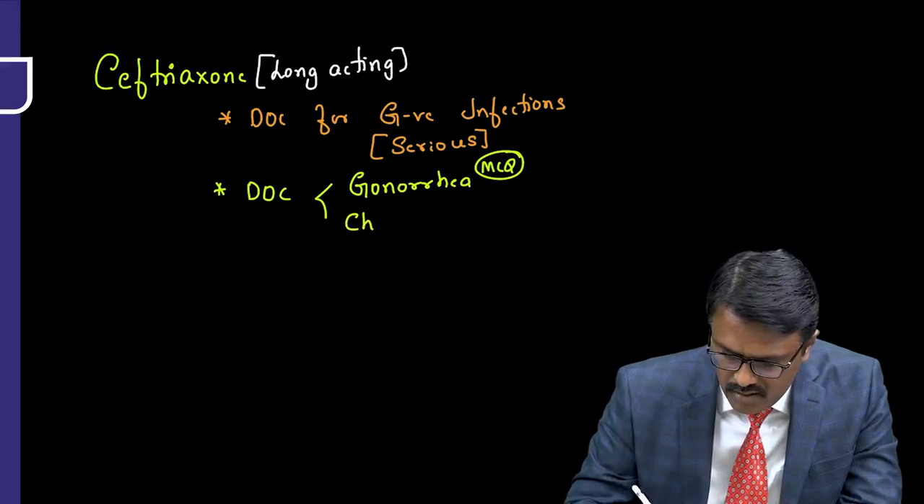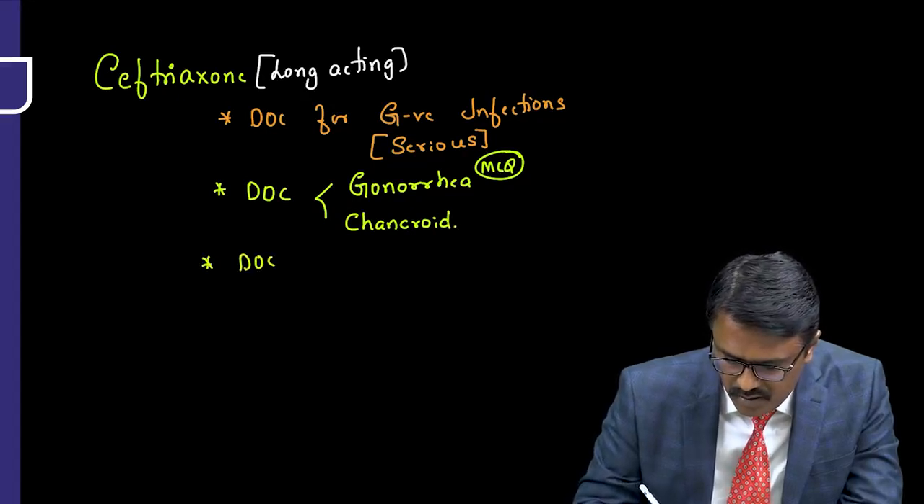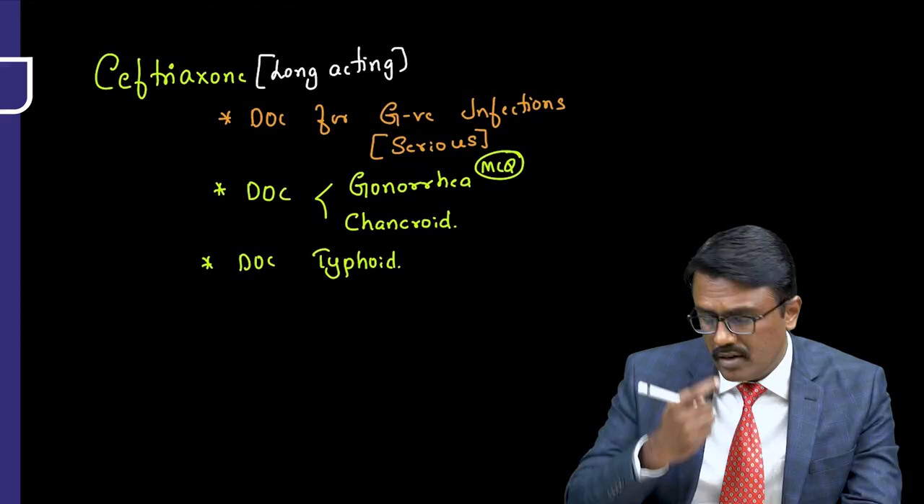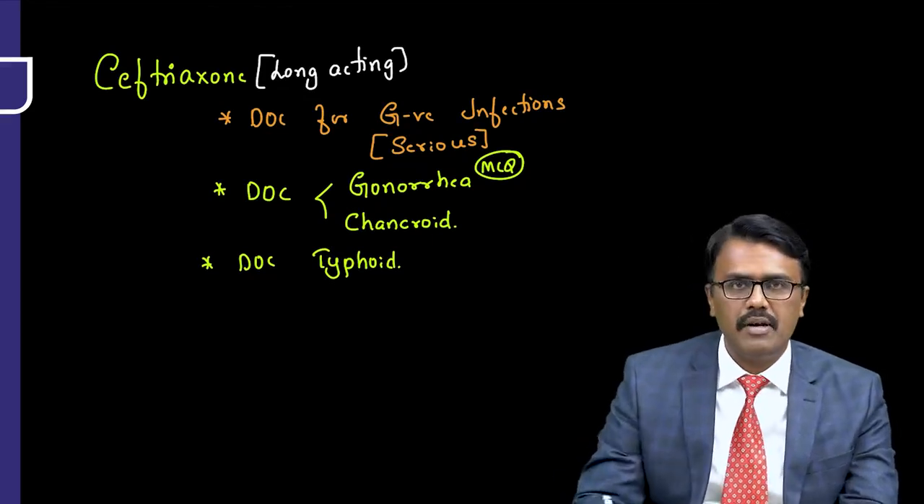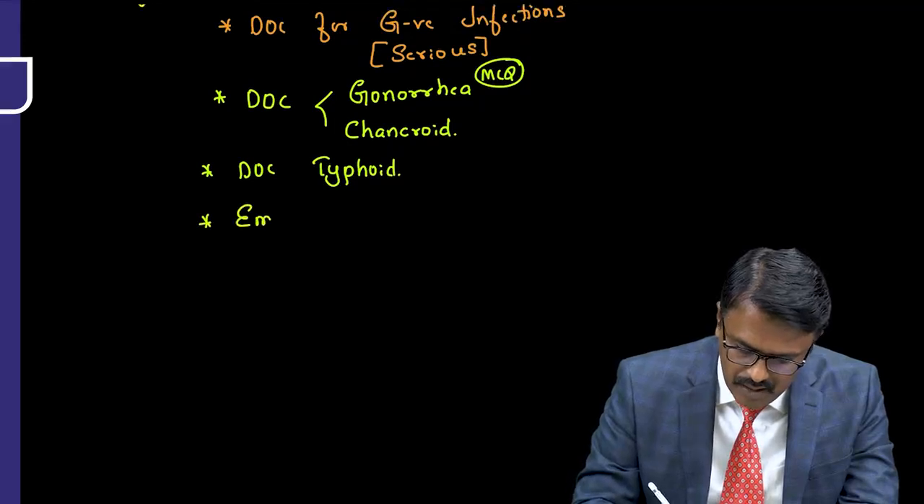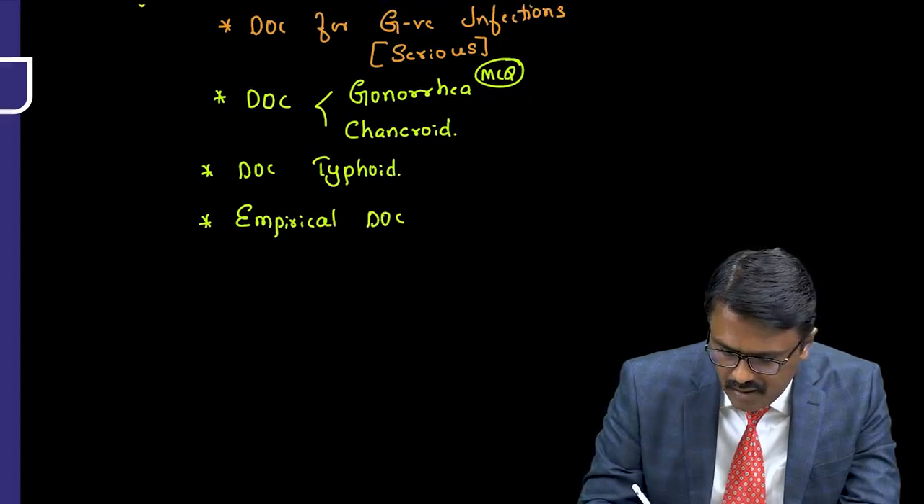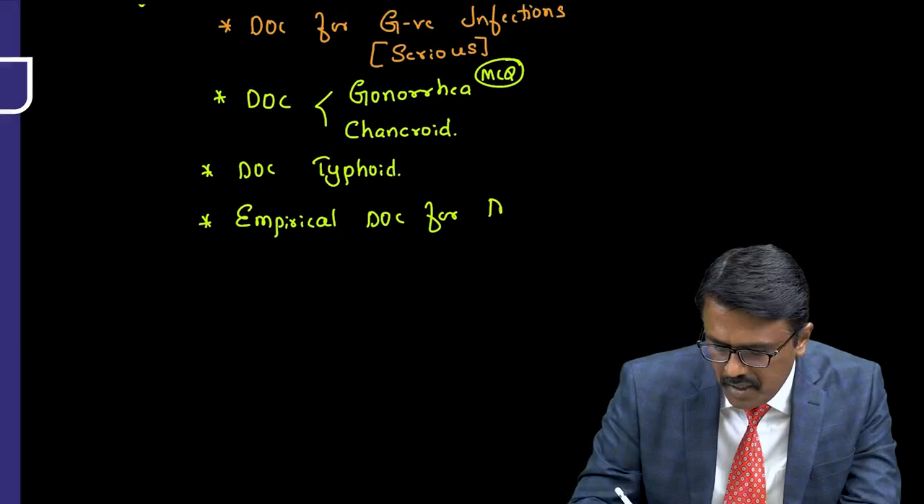And one more is chancroid. It is a drug of choice. It is a drug of choice for typhoid. And also, it is the empirical drug of choice for meningitis.